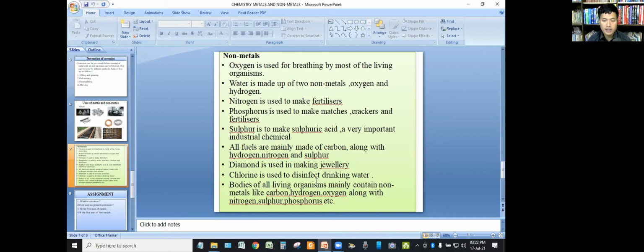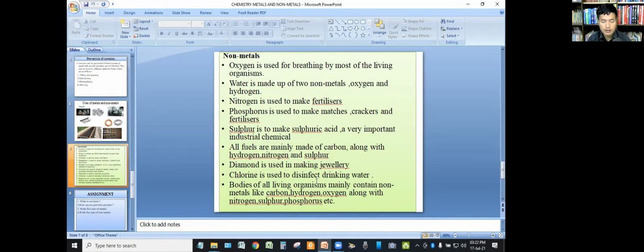Nitrogen is used to make fertilizers. Nitrogen is also a non-metal, and this can be used as fertilizers. Next, we have phosphorus, used to make matches, crackers, and fertilizers. If you look at your matchbox or matchstick, you can see that the tip of your matchstick is made from phosphorus. Phosphorus is also good for making fertilizers.